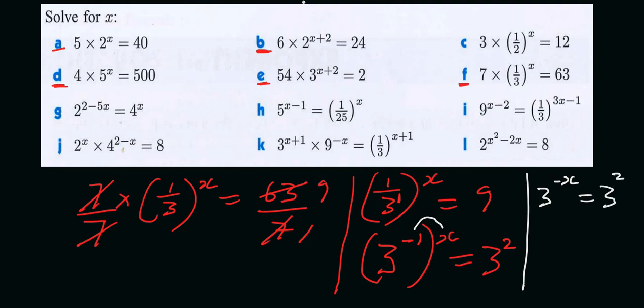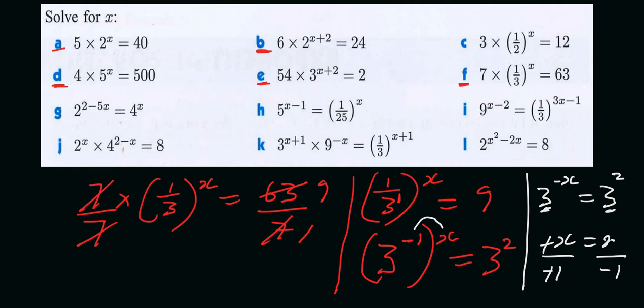So you can see we now have the same base on both sides. We have 3 here and we have 3 on the right side. So we can now equate the exponents. So negative x will now be equals to 2. So we can divide both sides now by negative 1. So this is going to cancel out, and x will be equals to, so remember this is 2.